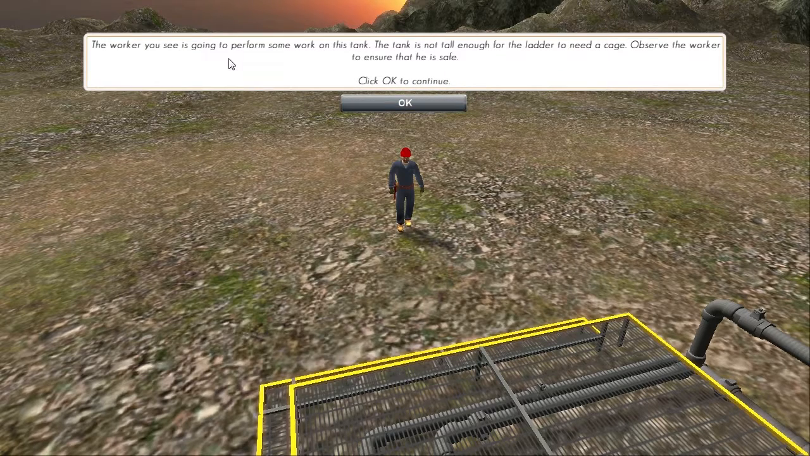The worker you see is going to perform some work on this tank. The tank is not tall enough for the ladder to need a cage. Observe the worker to ensure that he is safe. Click O.